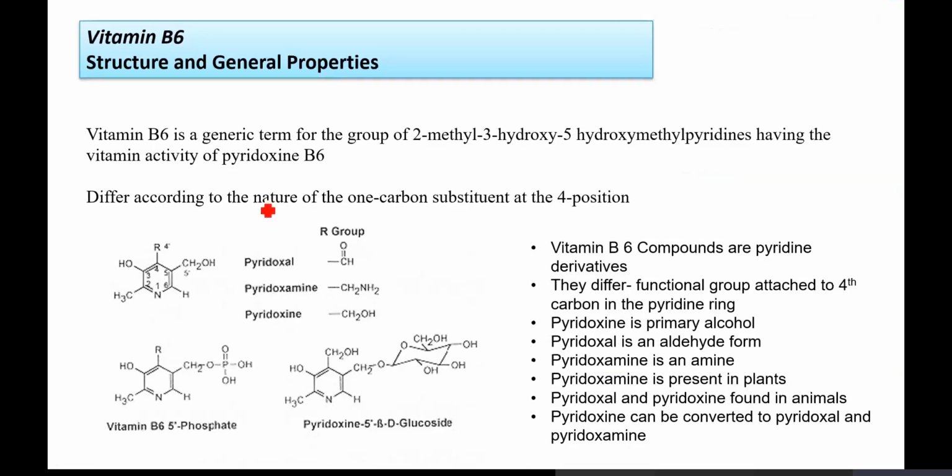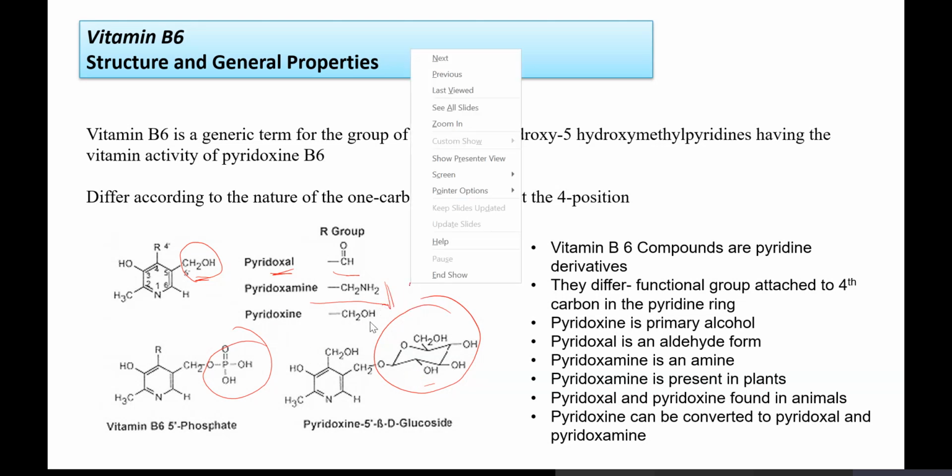See, so they differ in this. Do you see? If you have pyridoxal, it means you have the aldehyde form, while pyridoxamine means the amine form. Do you see this amine form? And this glucoside form.